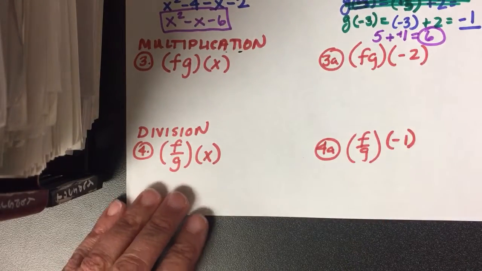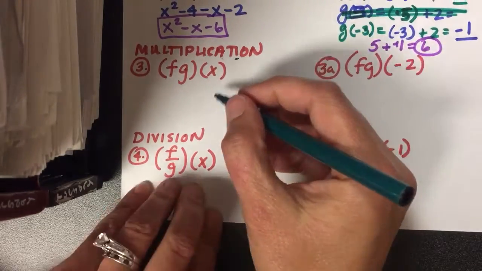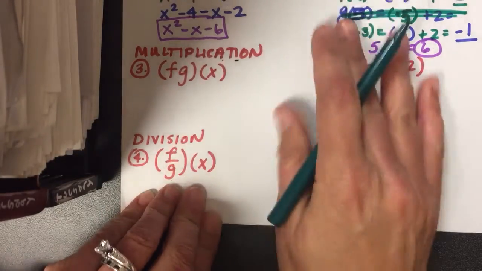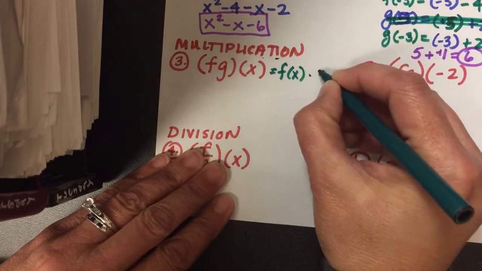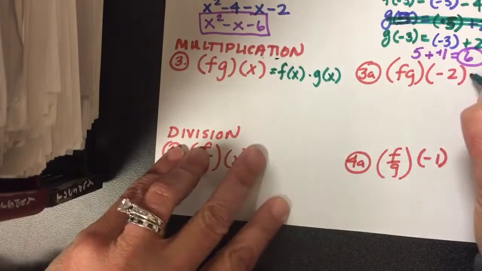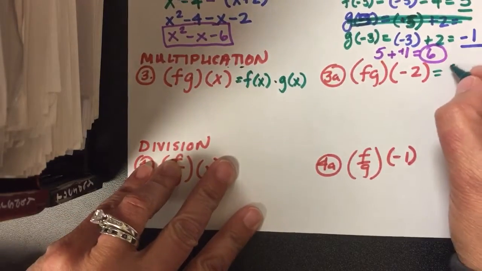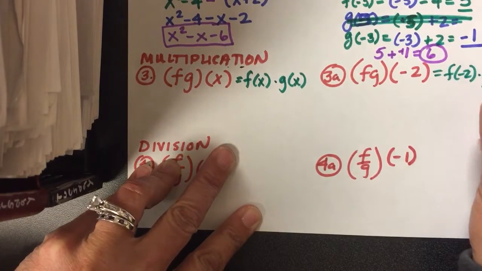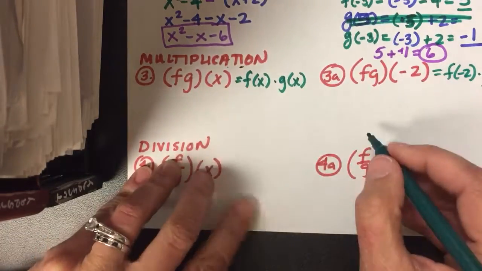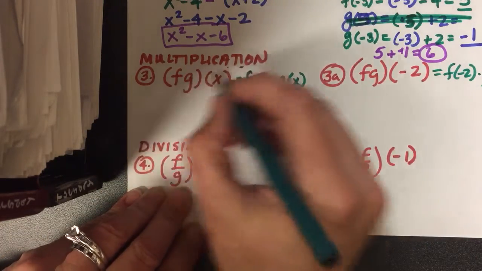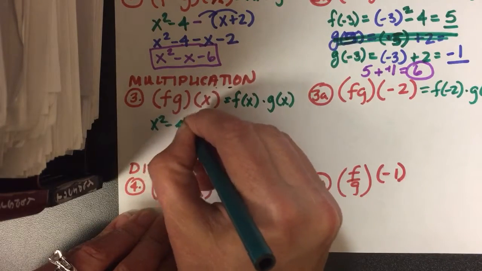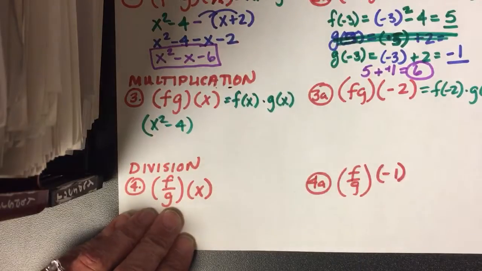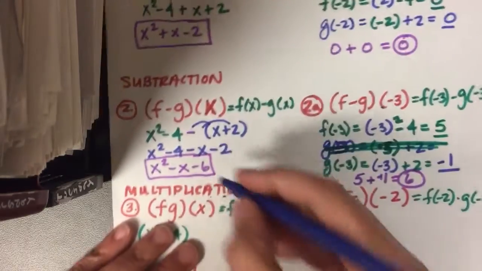Now we're going to do multiplication. And so multiplication, this is f times g. So again, f is x squared minus 4. So this is the same thing as f of x times g of x, whereas this would also be f of -2 times g of -2. So let's do this one first. F of x is x squared minus 4. So this is going to be x squared minus 4, that's f of x, times g of x, which is x plus 2.